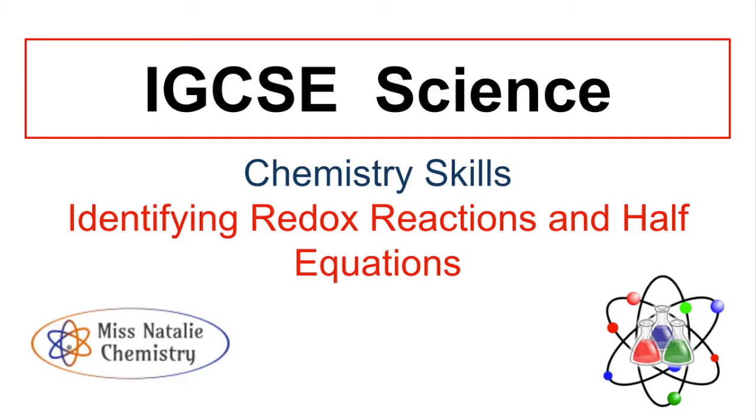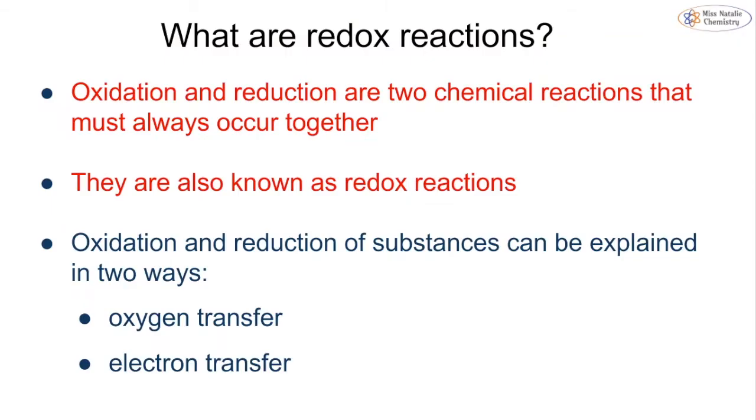In this video, we're going to be looking at a key skill that you need in chemistry, and that is how to identify a redox reaction and then how to write the half equations for this reaction, showing what's being oxidized and what is being reduced. So let's start off by looking at what we mean by a redox reaction.